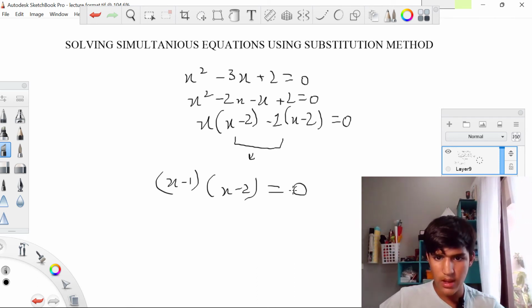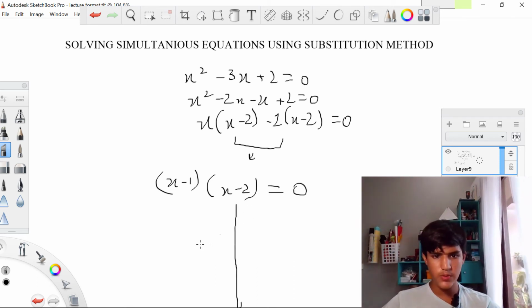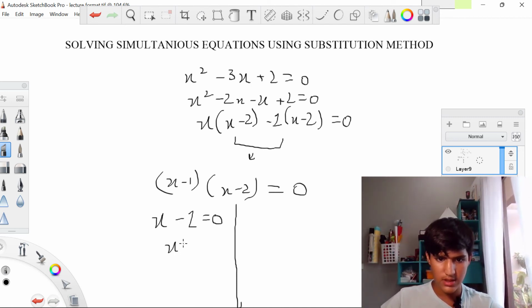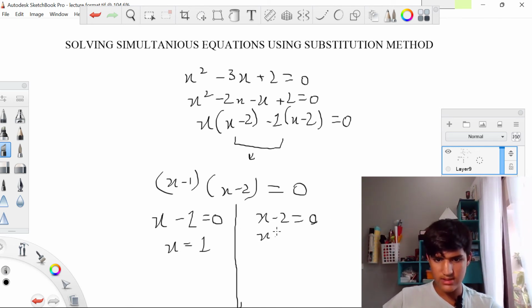Is equal to 0. We're going to separate the two. So it's going to be x equal to 1. I'll simplify it for you guys. x minus 1 is equal to 0, x equal to 1, and x minus 2 is equal to 0, x is equal to 2.